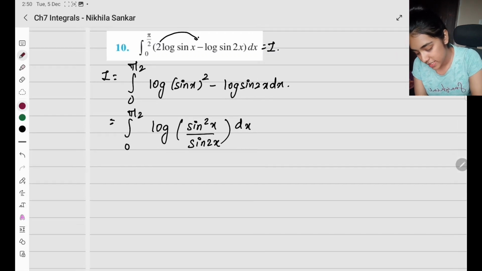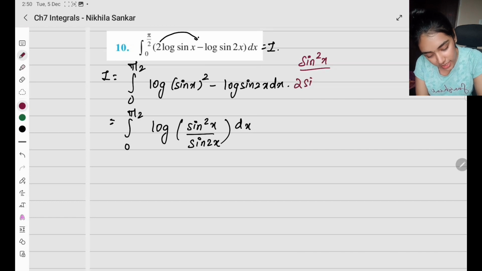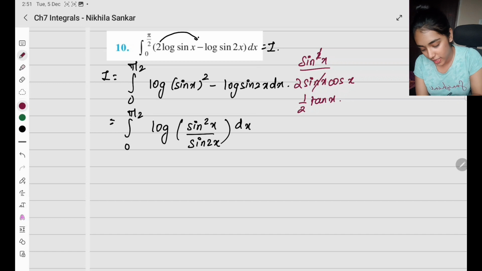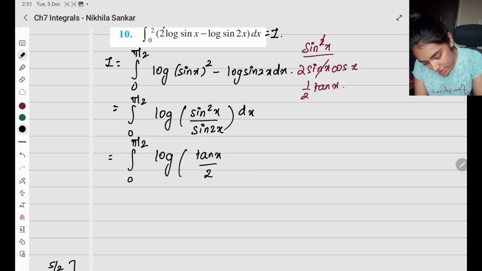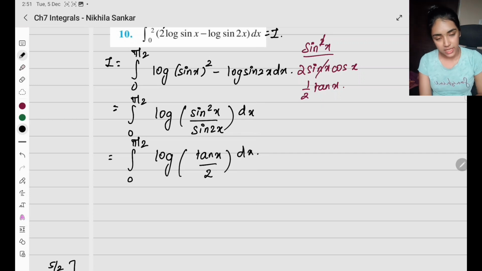Now how can we simplify sine square x divided by sine 2x? Sine square x divided by sine 2x is nothing but sine square x divided by 2 sin x cos x. I can cancel 1 sin x, and this. So I'll have half tan x. So that will be inside this function. So I'll be having integral of 0 to pi by 2 log of tan x divided by 2 times dx. Okay. So this is my I.